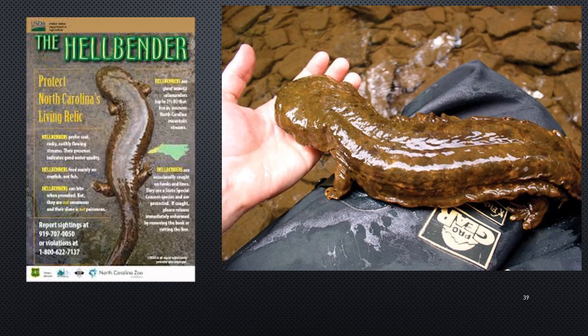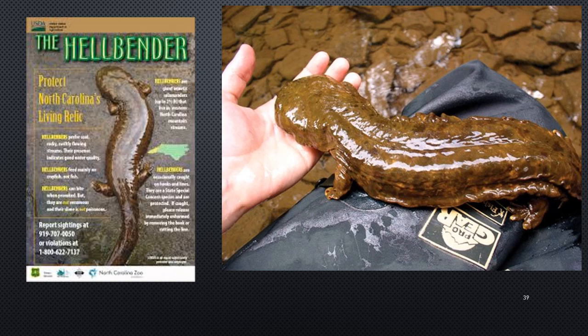Okay, this is one that I wanted to talk about for sure. This is the hellbender, and it is in that category with salamanders and newts. It is the largest salamander known, and the reason that I wanted to bring it up, and that it's important, is because it lives in the streams and rivers in our North Carolina mountains. And it is used as what we call a bioindicator species.